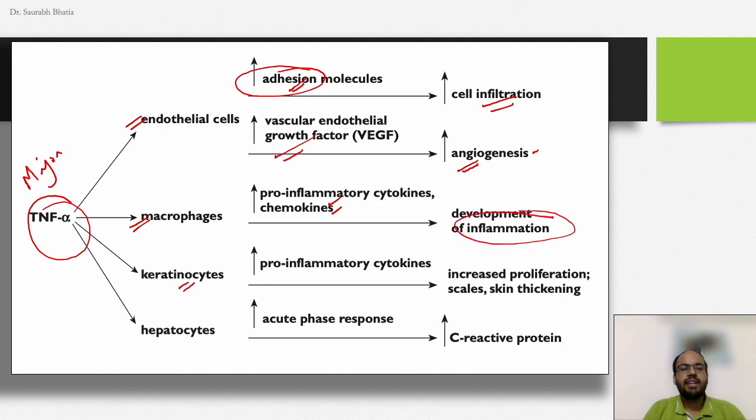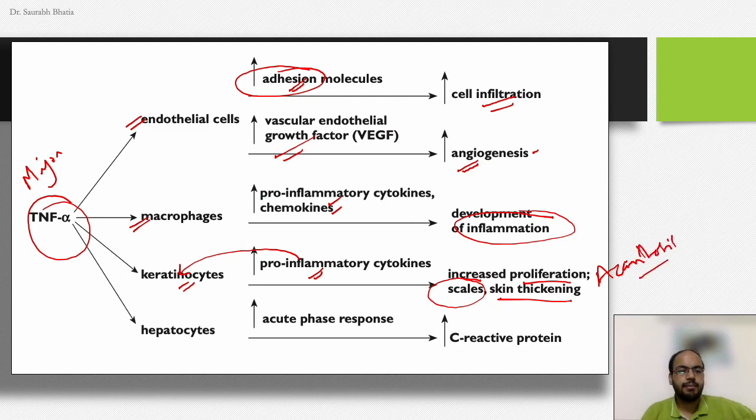On keratinocytes, it increases the pro-inflammatory cytokines, which impact the keratinocytes and increase their proliferation. So more and more keratinocytes are formed, and they are formed very quickly. They are not able to be removed properly, and this leads to formation of scales and also skin thickening, which is seen as acanthosis in skin biopsy of psoriasis. On hepatocytes, it leads to formation of more acute phase response, and thus CRP and ESR are increased in psoriasis.